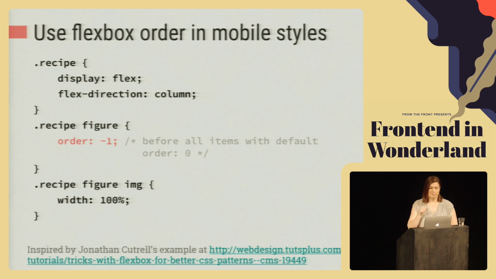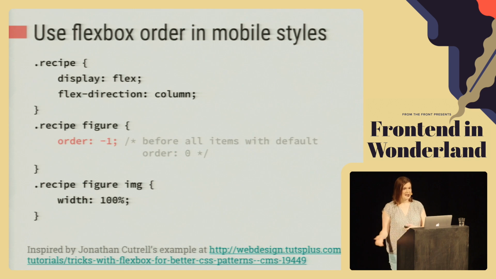To move the photo, in the styles outside any media queries, I set flex direction to column to stack everything in a single column, and I set the order value of the image to -1. All the other Flex items inside the recipe container have the default order value of 0. -1 is smaller, so the image will come first. It will move up to the top of the stack.